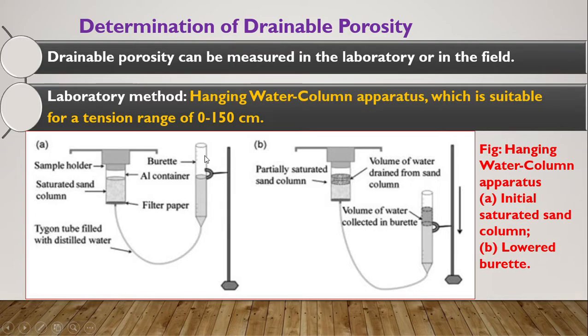Now when we lower this burette, at that time a pressure will be inserted into this saturated water column. Due to that pressure, the water from the saturated water column will move through this tube to the burette. So the level of water in the burette will increase. We will repeat this and lower the burette until a condition is reached where the pressure in this saturated water column will be equal to the drainage pressure.